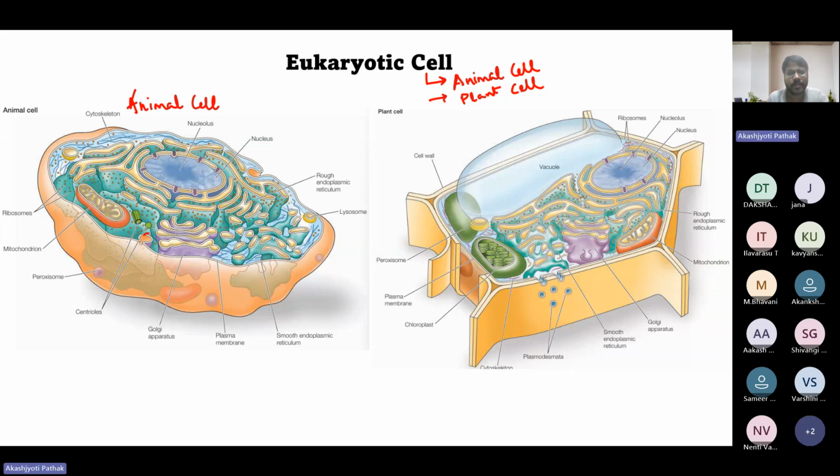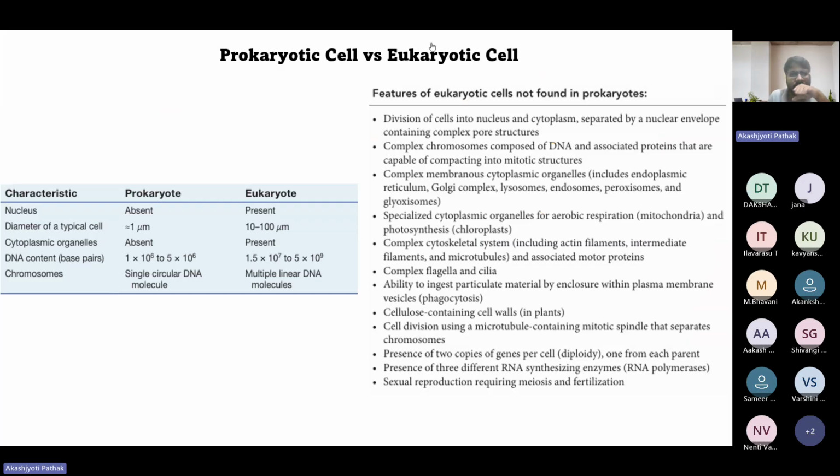So all these different organelles are present: endoplasmic reticulum, Golgi bodies, mitochondria, peroxisome. Now, what are the differences between prokaryotic cell and eukaryotic cell? The first difference is that prokaryotic cells are small. Their size is around 1 to 2 micrometers; if we consider a bacterial cell, its size is around 1 micrometer. Eukaryotic cells are around 10 to 100 times larger, with a diameter of around 10 to 100 micrometers.